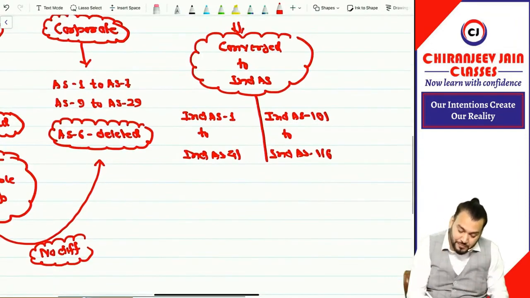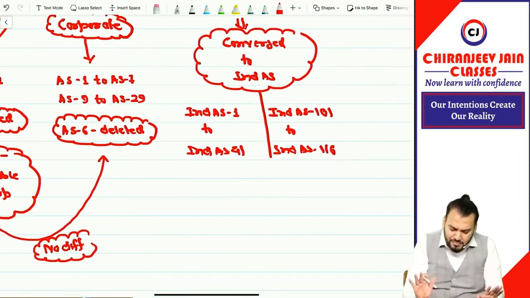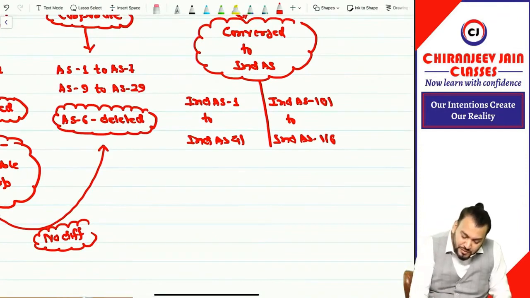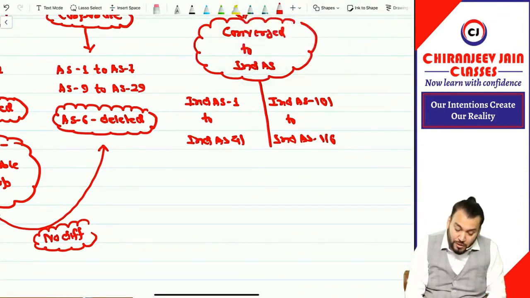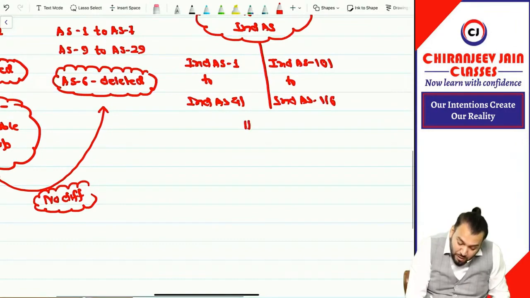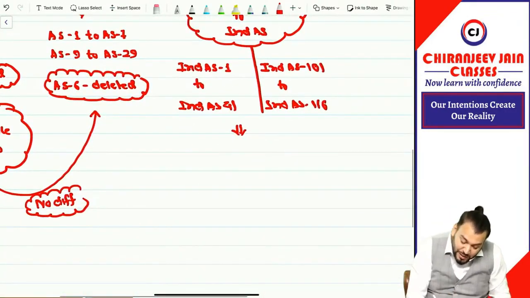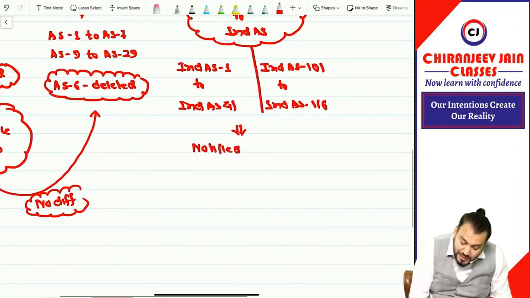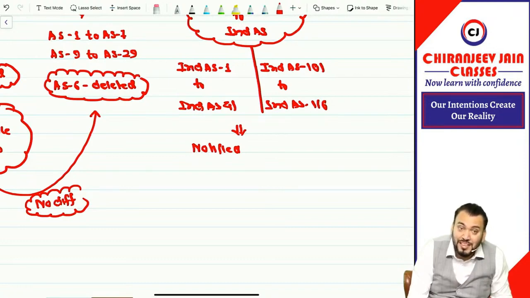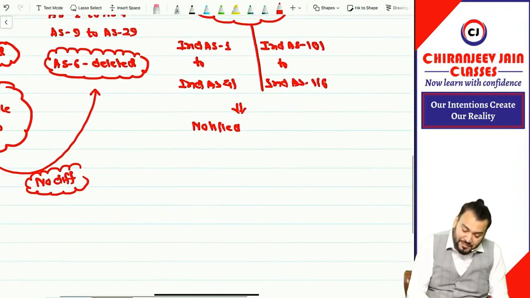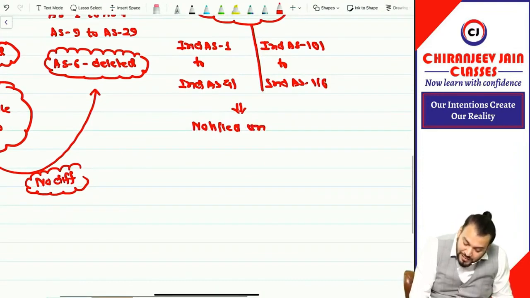Correct? Yes, sir. This was one piece of information which was required to be understood by you all. But now coming to Ind AS, these Ind AS were notified. Which Ind AS? Ind AS 1 to Ind AS 41 and Ind AS 101 to Ind AS 116 are notified. Where? Notified under what?